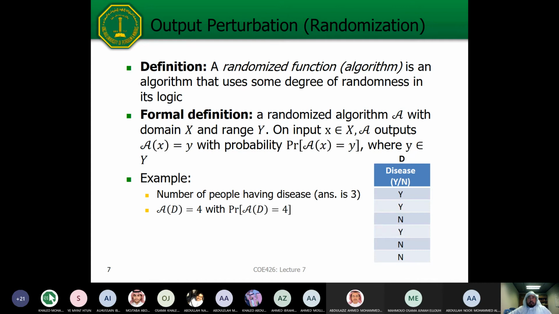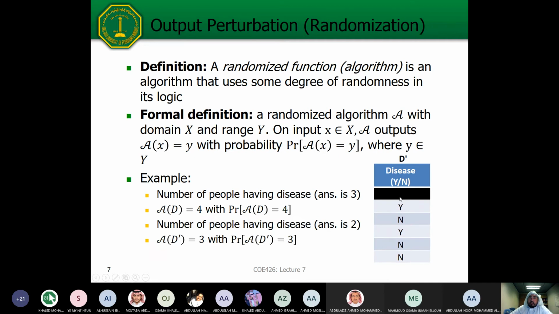Now, the point I would like to make is, what happens if I remove the first record? So this is D and this is D prime, obtained by removing the first record. The correct answer is 2. Now, suppose the randomized algorithm gives us 3 by adding a noise of 1. What is that probability? And of course, this randomized algorithm can also give us 4, because it's randomized. So again, what is that probability?